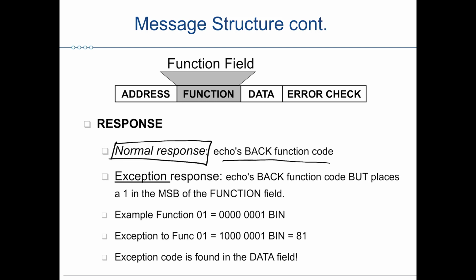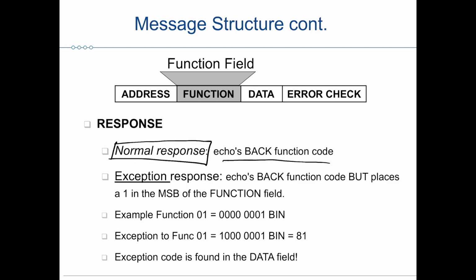Maybe it was the wrong address for a certain data type. Maybe it was the wrong data type for the address that was being sent. Or maybe it was requesting a data type that wasn't even available, or trying to write a counter that was a read-only counter, things of that nature. So that means we're going to have something called an exception response.